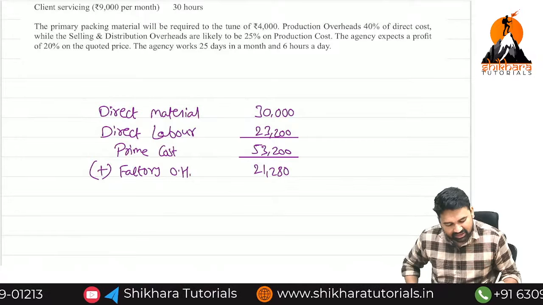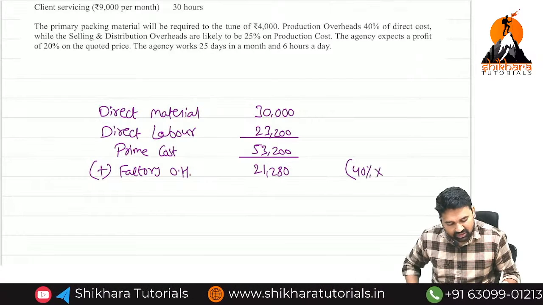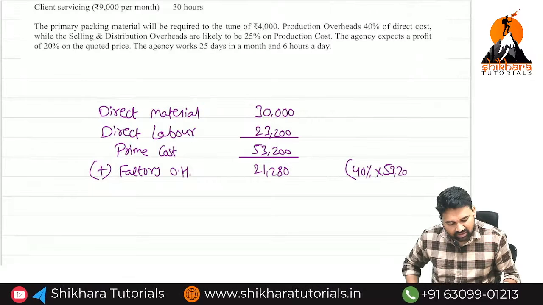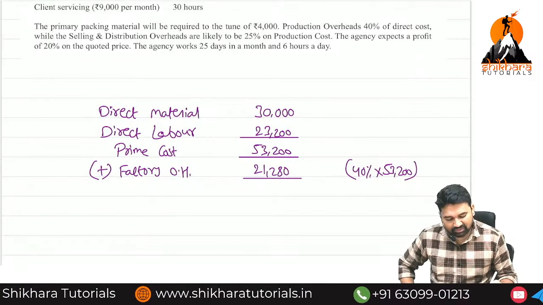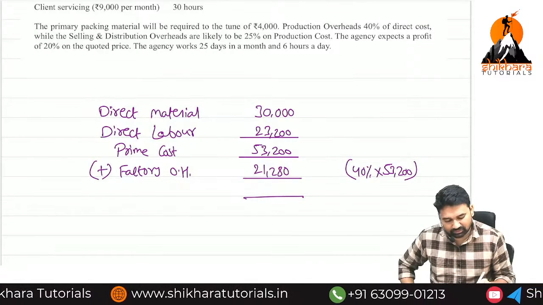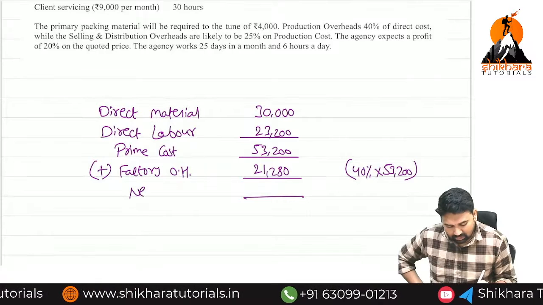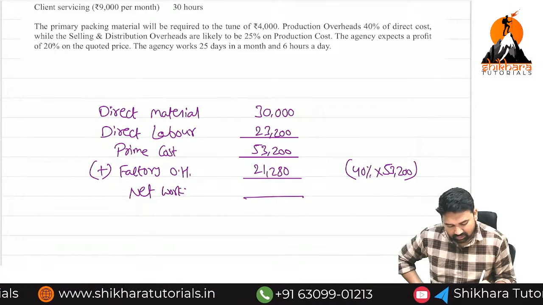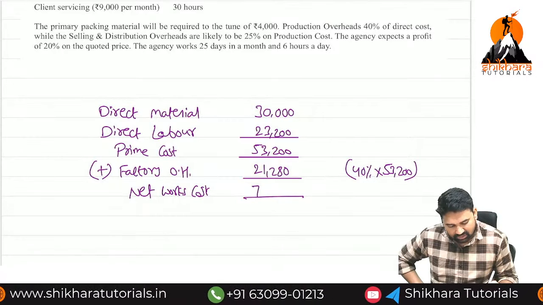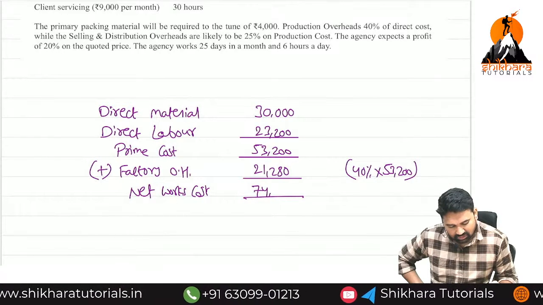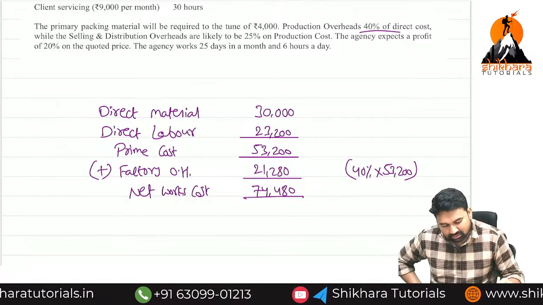21,280. How have we arrived at 21,280? 40% into 53,200. So what will we call it? We will call it as works cost. How much? 74,480. Okay. So production overheads are completed.